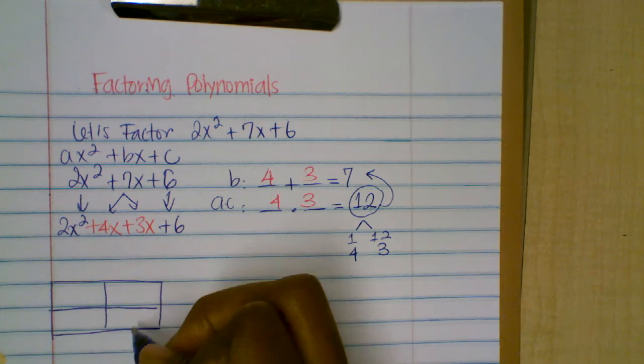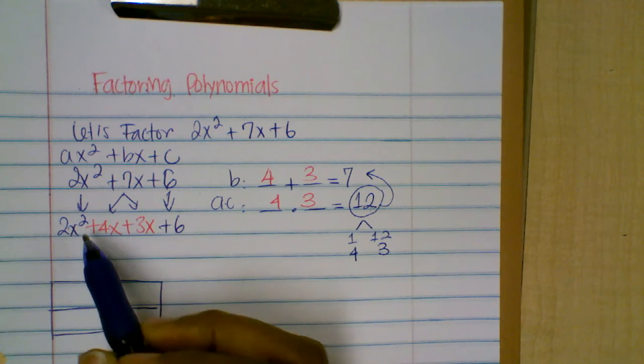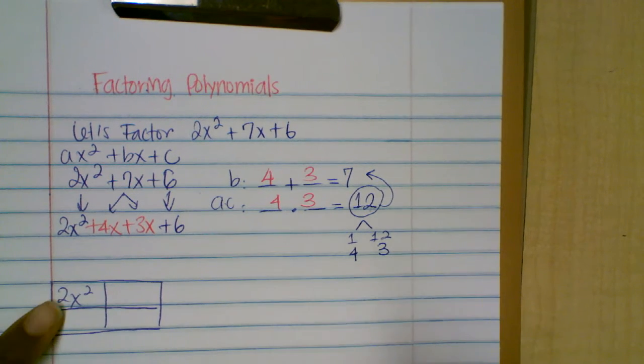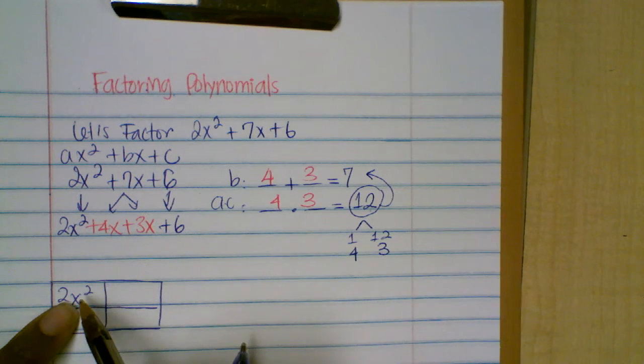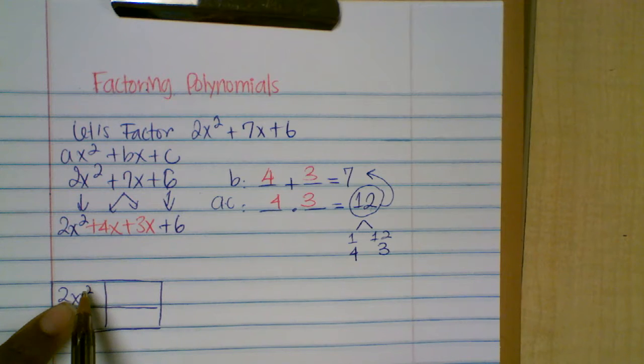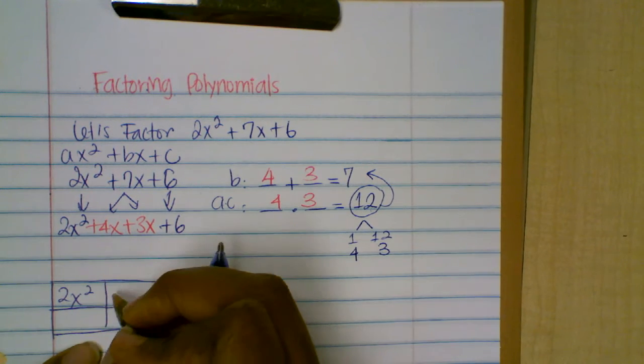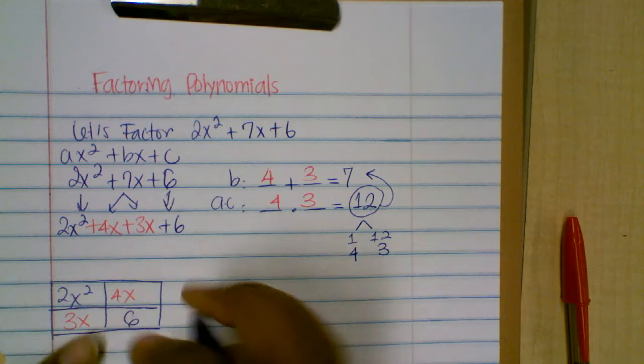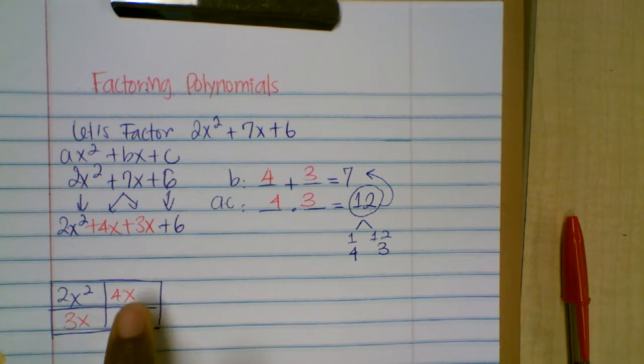A box is made of 4 squares, so you have to have 4 terms, and here you have 1, 2, 3, 4. So you write 2x squared here. The leading term, the term with the highest exponent, always goes in the top left. Then you have 4x, and then 3x, and then 6 right here. The constant always goes in the bottom right box.